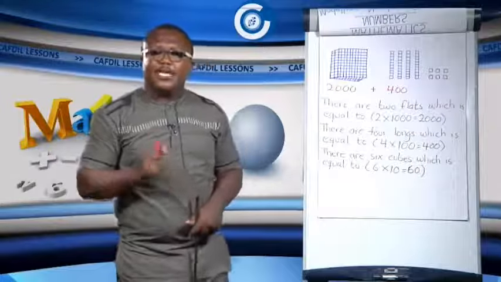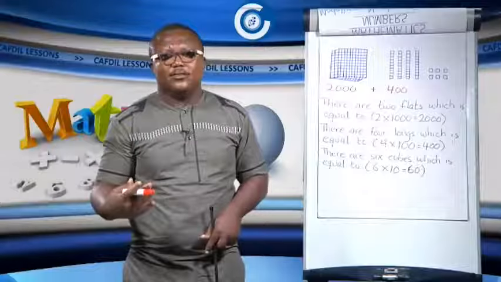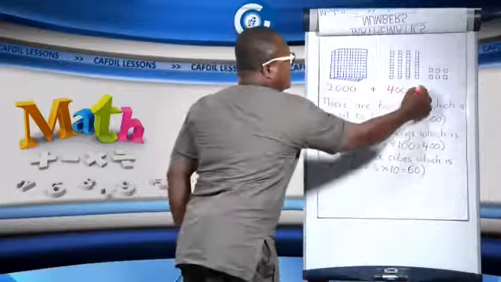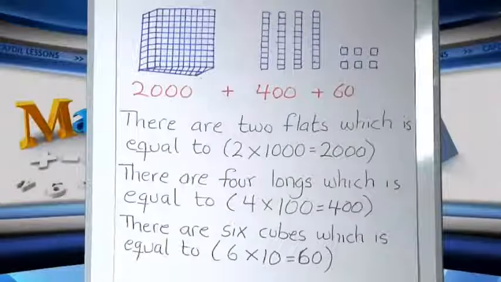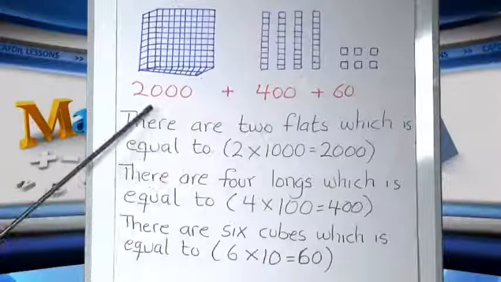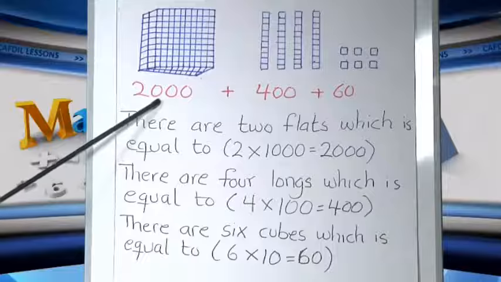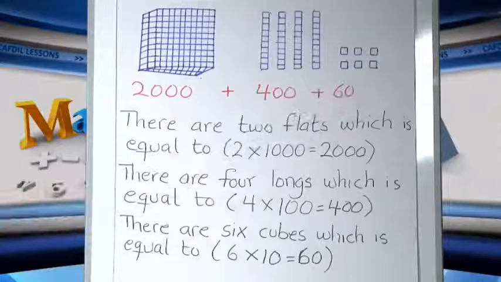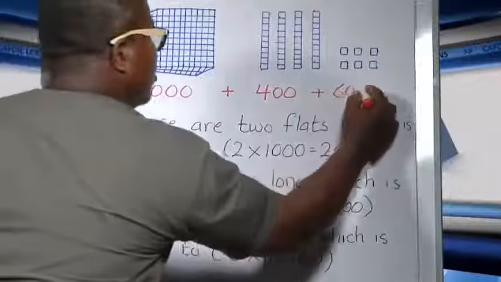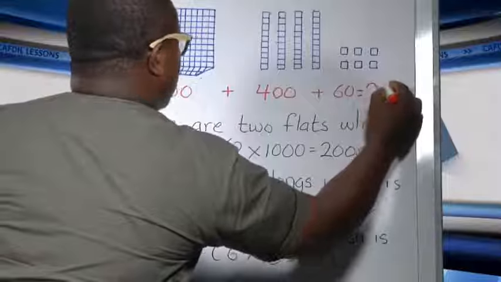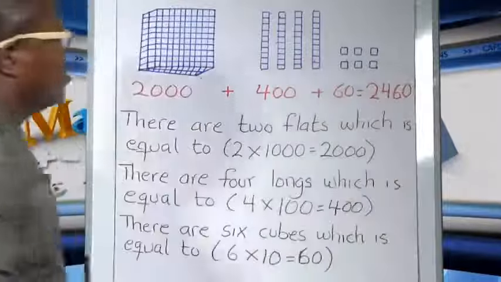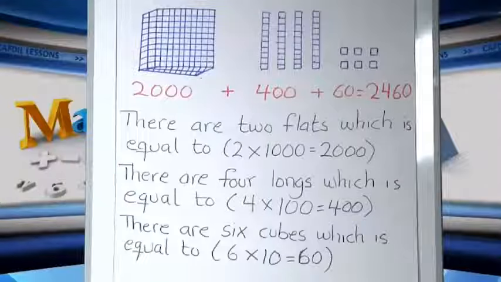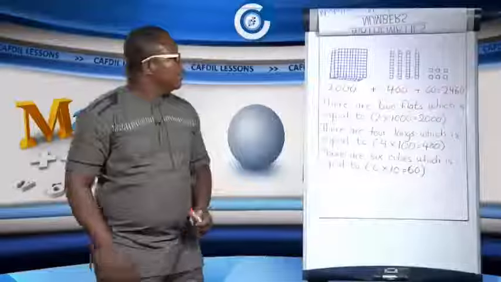Then how many cubes are there? We said 6 of them. And we said 1 cube represents 10. So if they are 6, then it's going to be 60. So plus 60. So with this picture, I can say that it's 2,460. So this is equal to 2,460. So we can write it here.